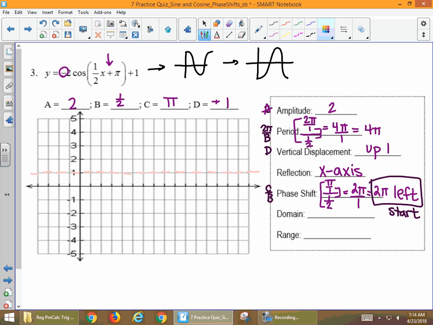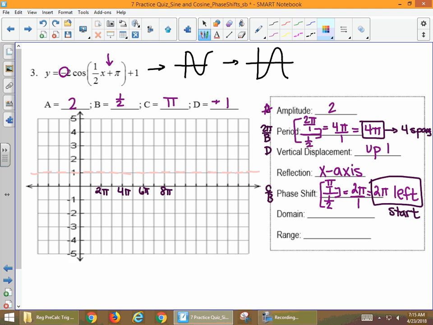But in order to figure out where that is, I have to use this 4 pi. 4 pi is going to be 4 spaces on my x-axis. So 1, 2, 3, 4, here's 4 pi. So that means 2 spaces is 2 pi. 6 pi would be here. 8 pi would be here. And really, you don't need to label it more than that.